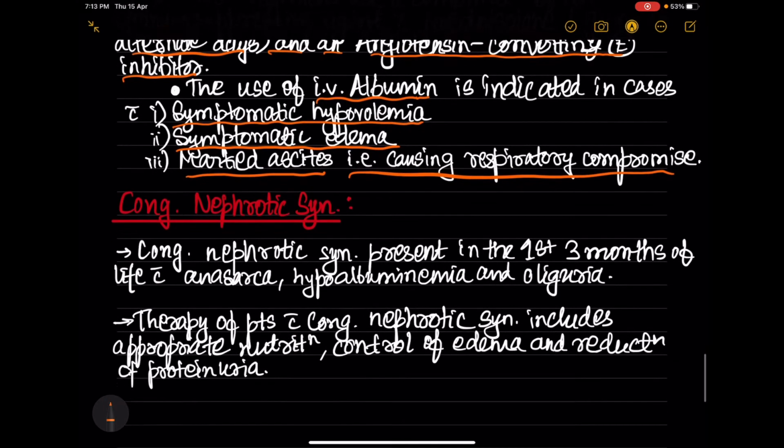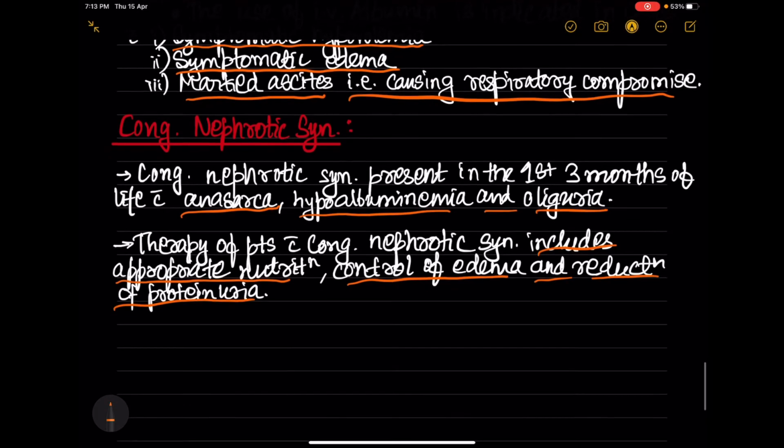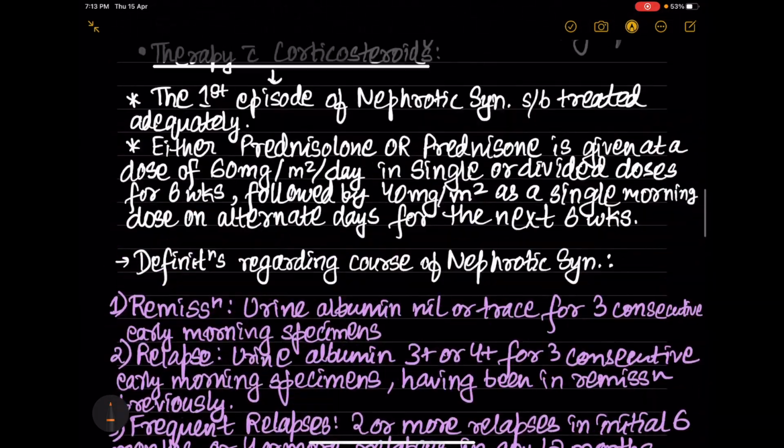Now a word about congenital nephrotic syndrome. Congenital nephrotic syndrome presents in the first 3 months of life with anasarca, that is generalized edema, then hypoalbuminemia and oliguria. The therapy of the patients with congenital nephrotic syndrome includes mainly appropriate nutrition, then control of edema and reduction of proteinuria. Along with that, we can also give thyroxine supplements. So with this, we end the discussion of congenital nephrotic syndrome. Now you can take the screenshots.